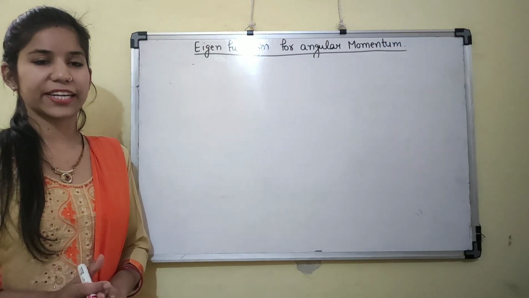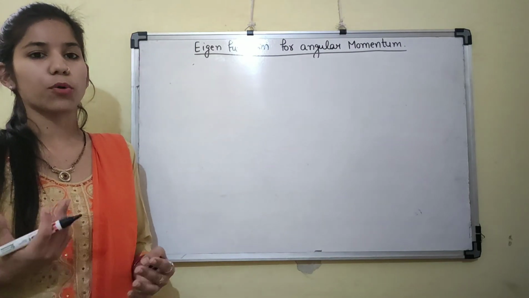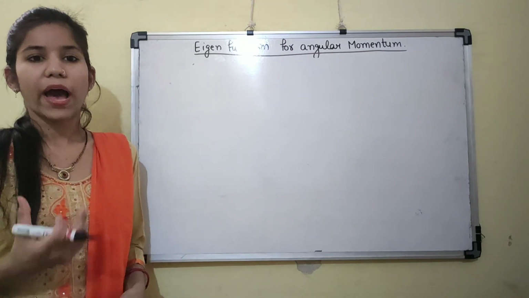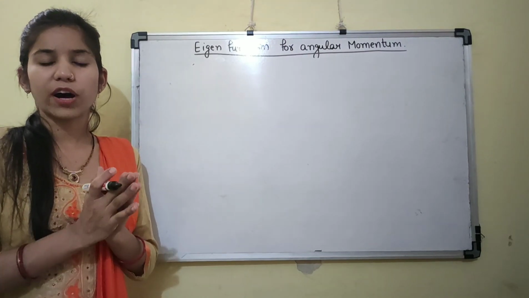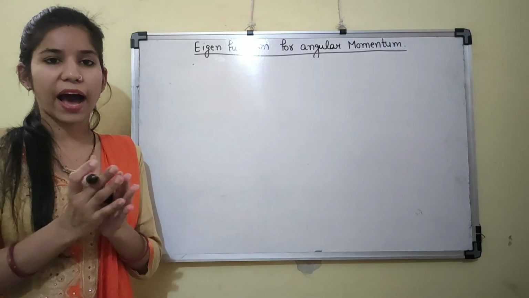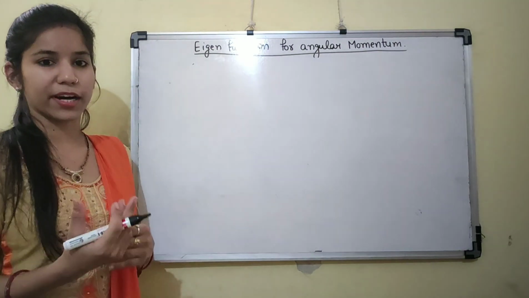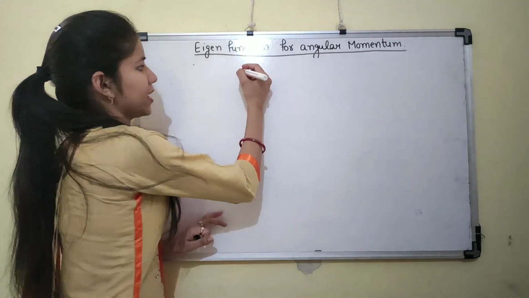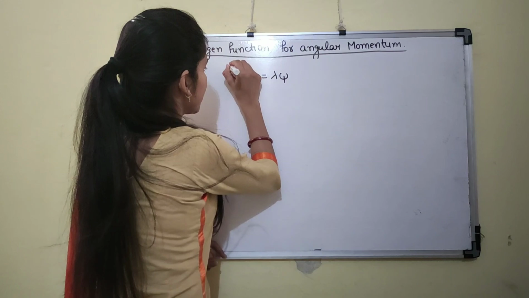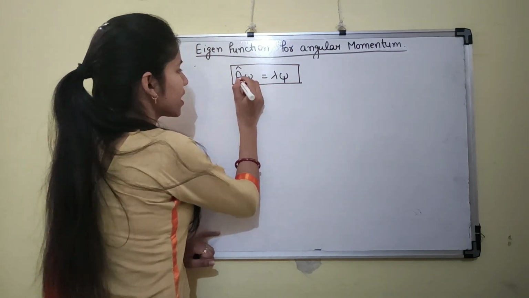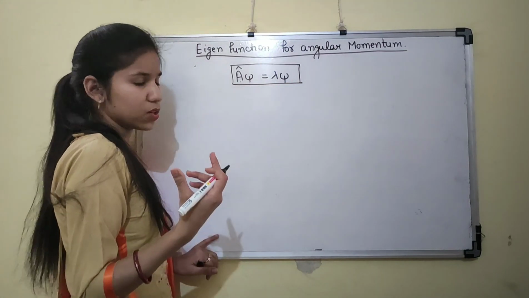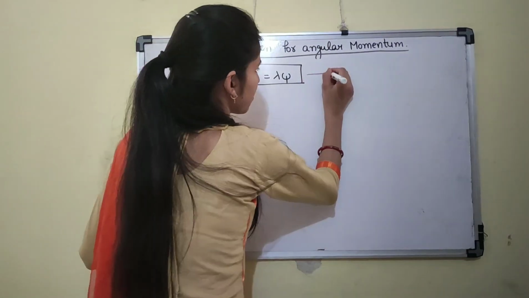In this video we are learning eigenfunction for angular momentum and commutation relation. So start with an eigenfunction for angular momentum. As we know, the possible value of a physical property that can be observed, angular momentum of a system, for an eigenvalue that is lambda. So the eigen equation will be A psi equals lambda psi. In this, A is the operator, psi is the eigenfunction and lambda is the eigenvalue. So this is our equation number 1.